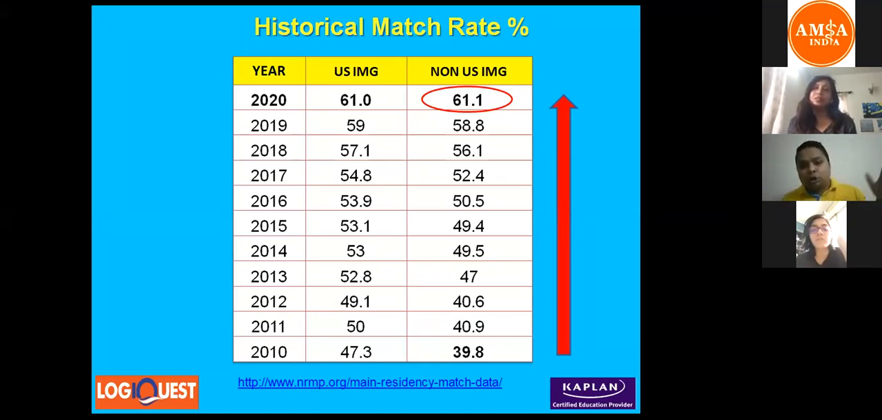So US IMGs had a weightage over the non-US IMGs, but things have changed drastically in the last 10 years. Today, the non-US IMGs supersede the US IMGs. So definitely there is a lot of scope, and if you just analyze this data well, you know where I'm coming from.